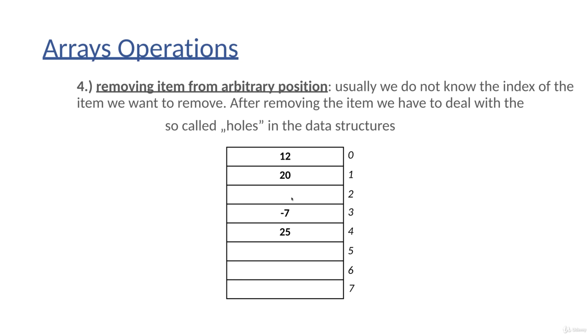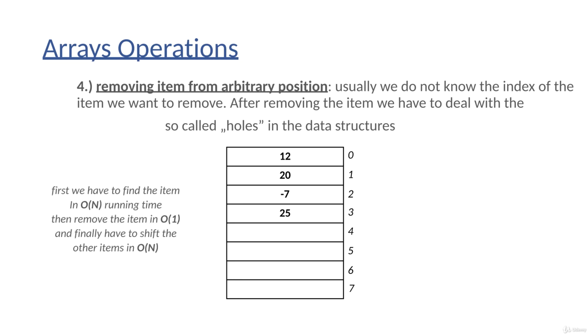So what do we have to do? We have to make sure that the items are going to be shifted one step upwards. So first we have to find the item with order n running time, and then we have to remove that given item, which is quite fast, but then we have to shift the items again in order n linear running time complexity. So this is why the overall running time complexity, as far as removing an arbitrary item from an arbitrary position, is going to be linear.